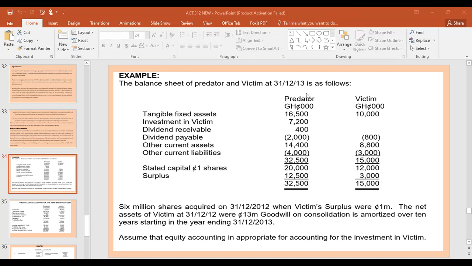Now, when you go to the question, capital of victim is 12,000. Surplus of victim is 3,000. So 12,000 plus 3,000 is 15,000. And in this 15,000, Predator is holding 50%. So you strike 50% of this 15,000. You will get 7,500. And that is what you write under the investment as the investment in victim, 7,500 and not 7,200 anymore. So that is how we find the investment when we come to the balance sheet under accounting for associates. You add the capital and surplus, then you strike the appropriate percentage on it.